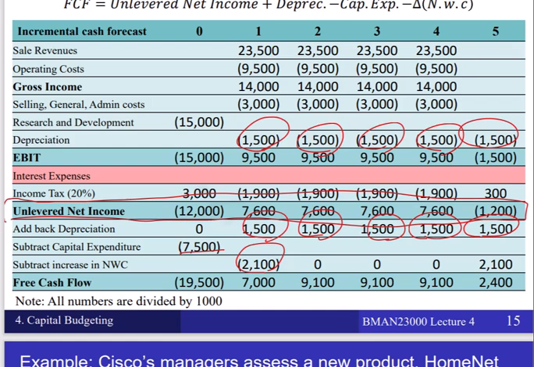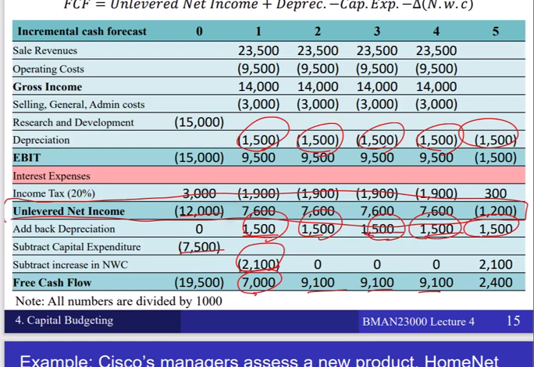And then once you reflect this one, 12 million loss plus 7.5 million capital outflow, you will get 19.5 million cash outflow at t is equal to 0. If you reflect adding back 1.5 million and subtracting 2.1 million here, your free cash flow at year 1 is going to be 7 million. Likewise, just adding back 1.5 million, 1.5 million, 1.5 million, you get this number.